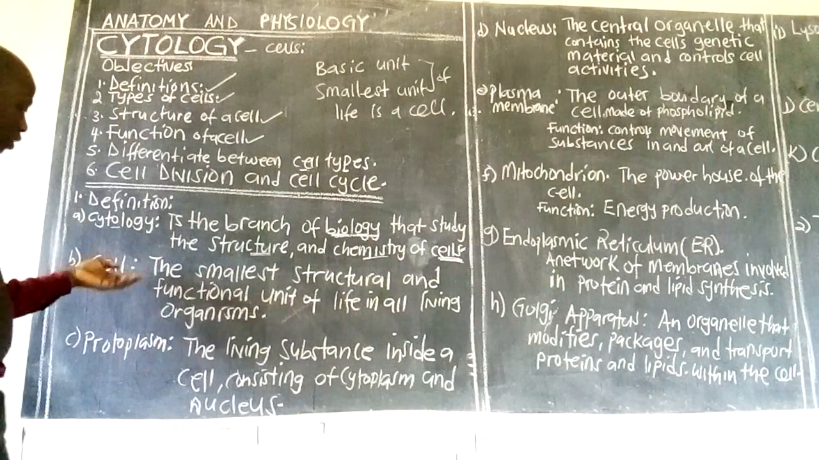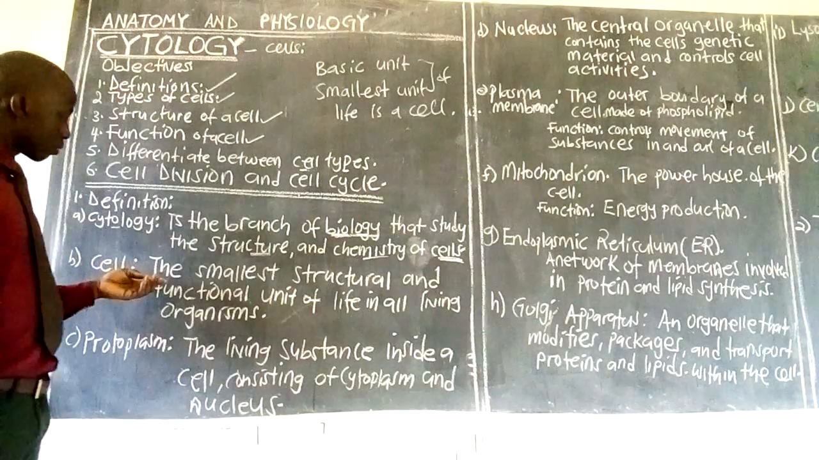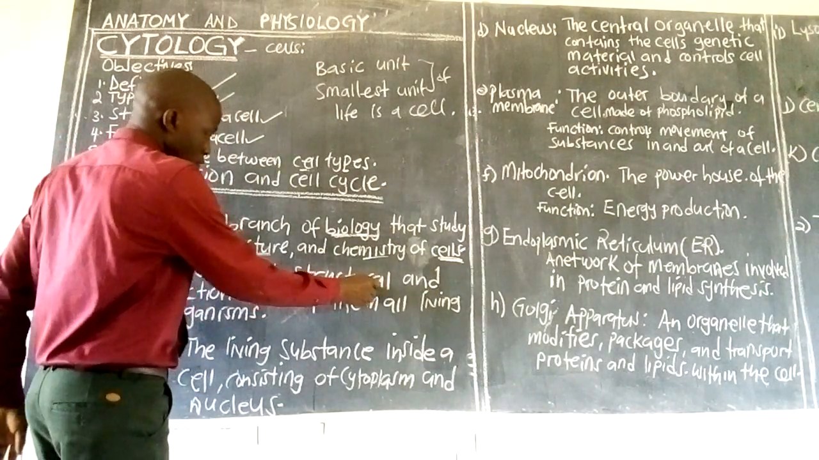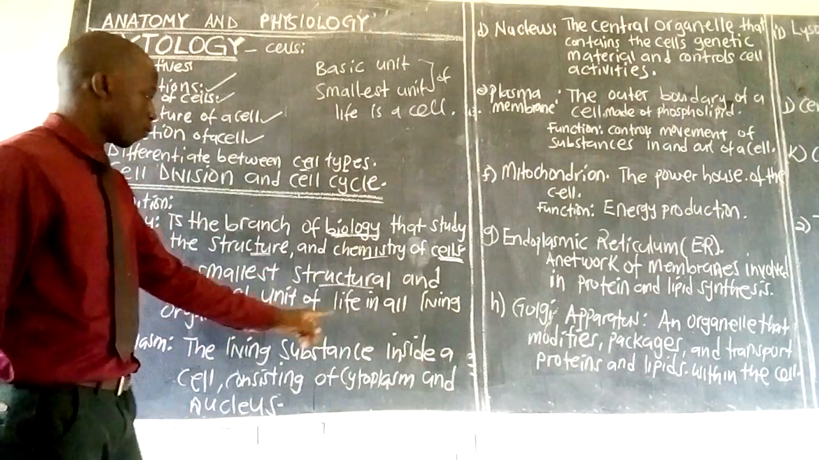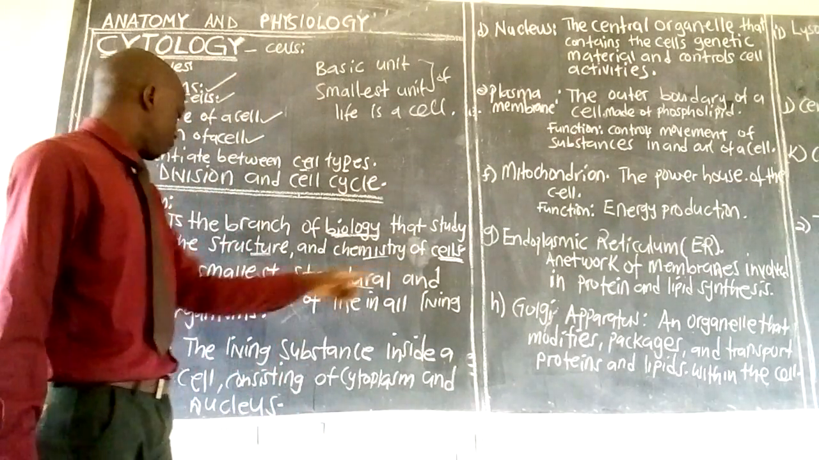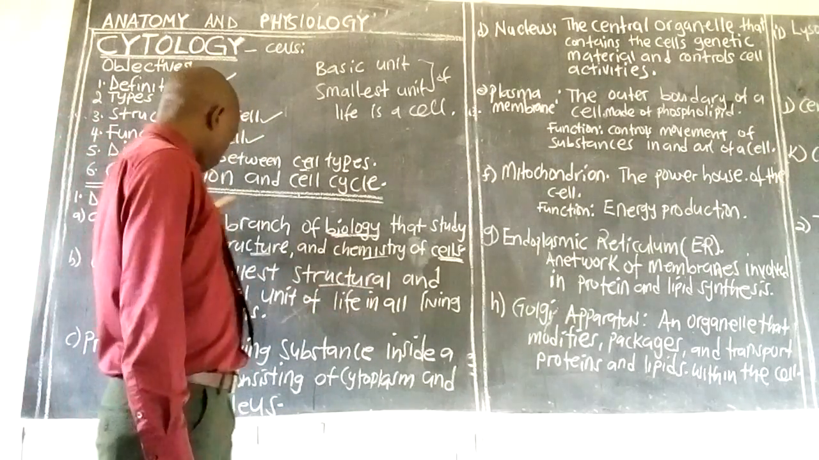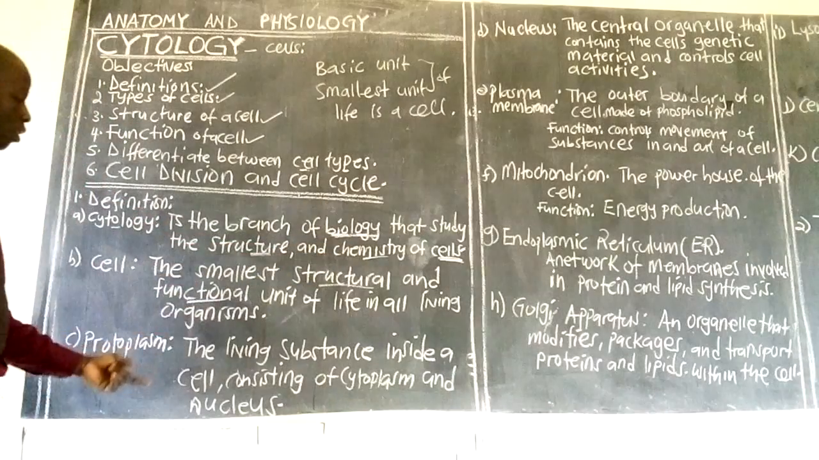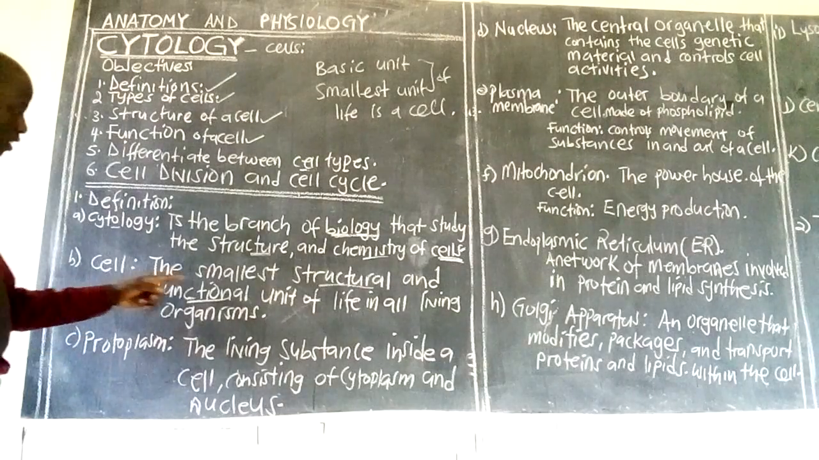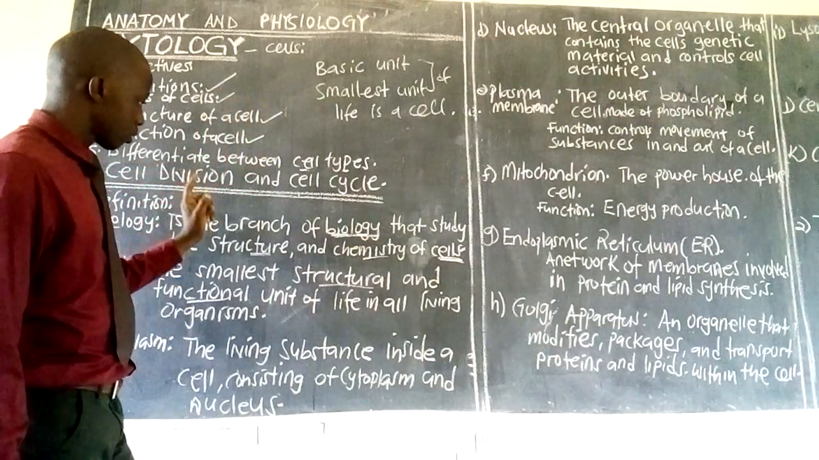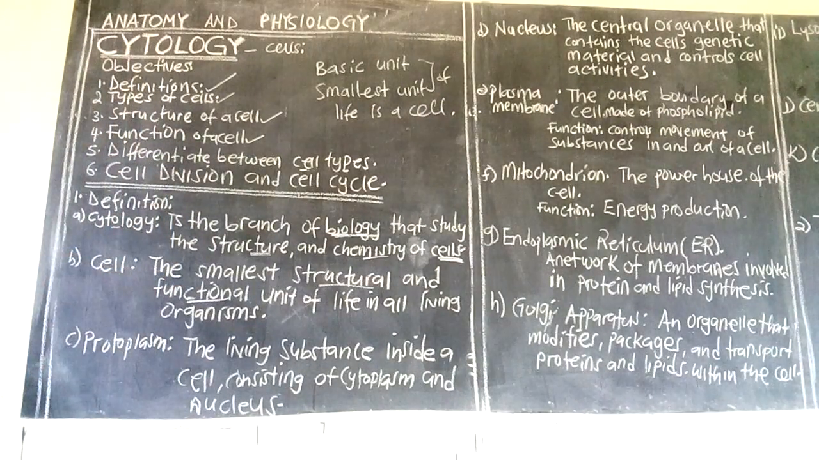We shall see a cell. We already defined what is a cell. We said the cell is the smallest structural and functional unit of life in all living organisms. A cell is the smallest structural and functional unit of life in all living organisms. So, like we said, it is the smallest. Meaning, when these cells come together, they're going to form that complex structure that we are interested in.